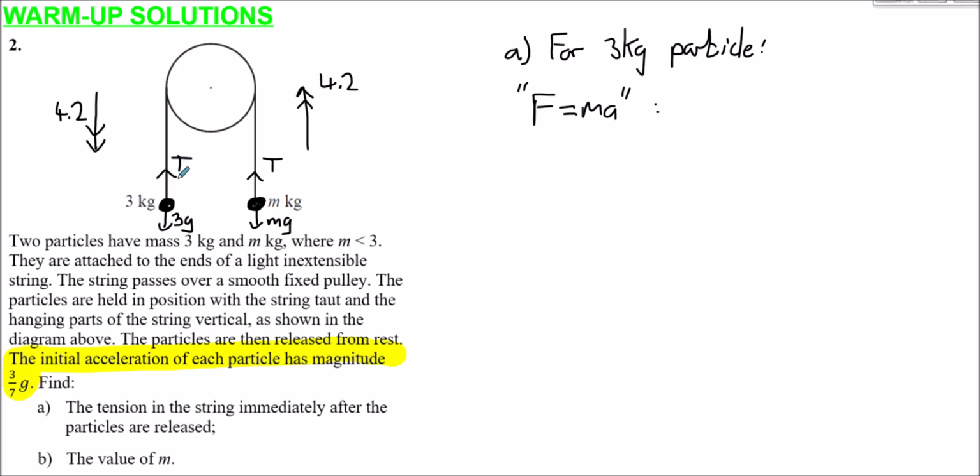So the resultant force up will be negative because the particle is going down. So let's take down to be the positive direction, because that's the way the acceleration is going to be. So the net force acting down will be the 3g weight minus T, because T is acting in a direction opposite to the overall acceleration. So this is the overall force acting downwards. By F equals ma, that will equal the mass of the particle, which is 3, multiplied by the acceleration of the particle, which we know is 4.2.